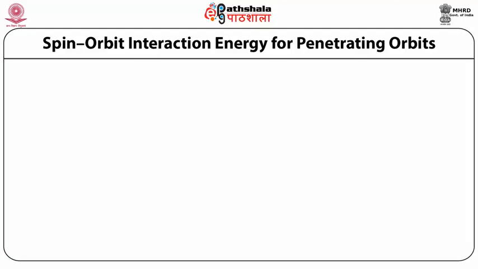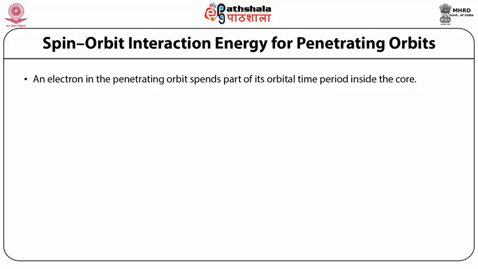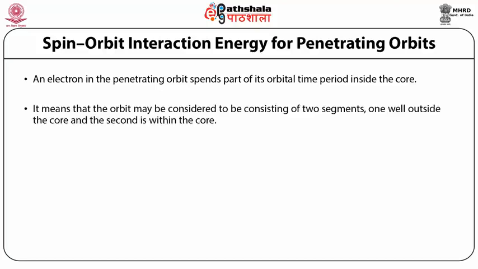Spin orbit interaction energy for penetrating orbits. An electron in the penetrating orbit spends part of its orbital time period inside the core. It means that the orbit may be considered to be consisting of two segments, one well outside the core and the second is within the core.